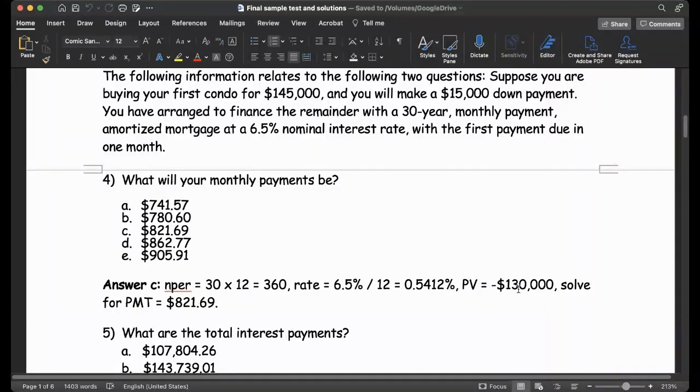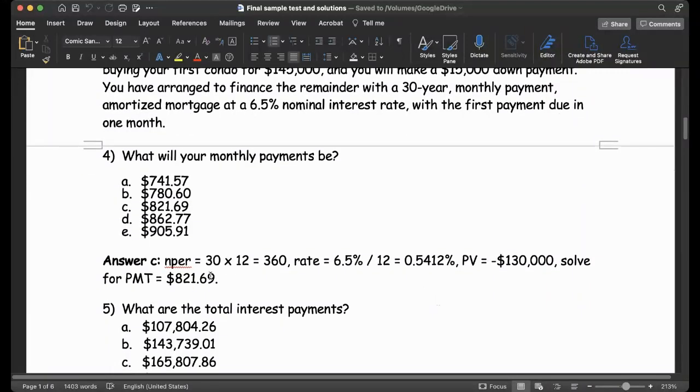Future value should be 0 since you're paying off this amount, and N should be 30 years multiplied by 12, which is 360 months. Rate should be the monthly rate. You're given the nominal annual rate, so you need to divide by 12. 6.5% divided by 12 is 0.5412%. When you input in the calculator, you should input I as 0.5412. You need to remove the percentage sign when you input I. You compute for payment, you should get 821.69 as the monthly payment.